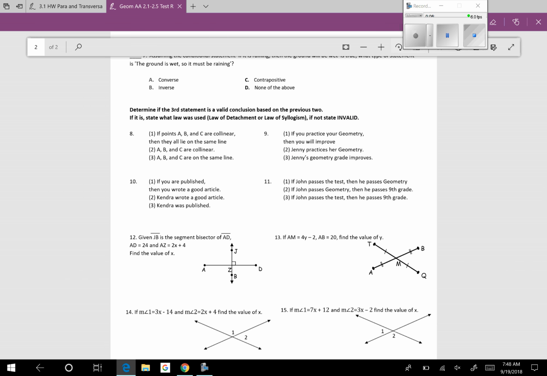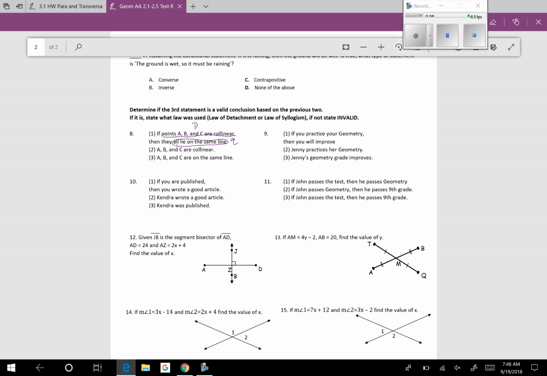Okay. Now these next two are going to be determining if we're using the law of detachment or the law of syllogism and if the statement is valid. So we're going to do number 8 and then number 10. If points A, B, and C are collinear, then they all lie on the same line. So first we've got to find P and Q. Points A, B, and C are collinear, that's P. Then they all lie on the same line, that's Q.